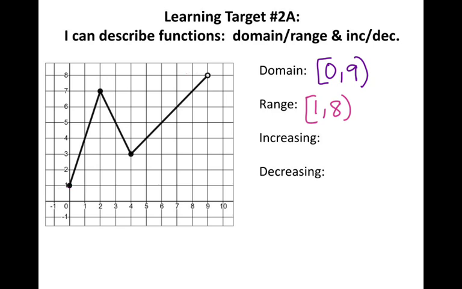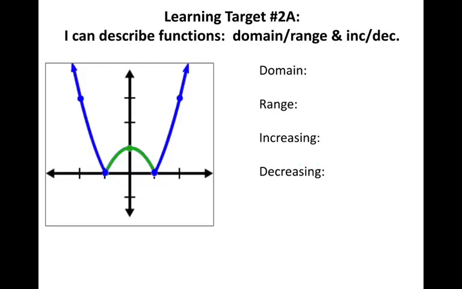Okay, increasing and decreasing. So traveling from left to right, this piece right here is increasing. So that is from 0 to 2. This piece is decreasing, and that's from 2 to 4. And then this piece is increasing once again, and that is from 4 to 9. And voila, let's do another one.